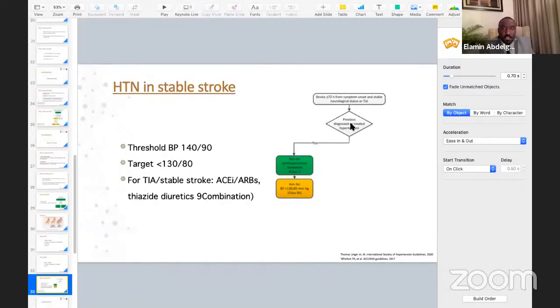So if the patient is previously known to have hypertension, after 3 days of previous TIA or stroke, go back to his previous medication.